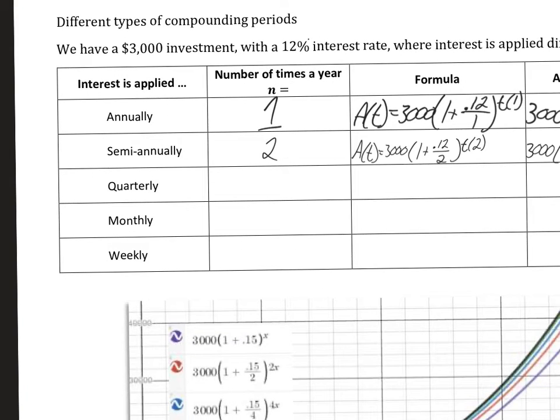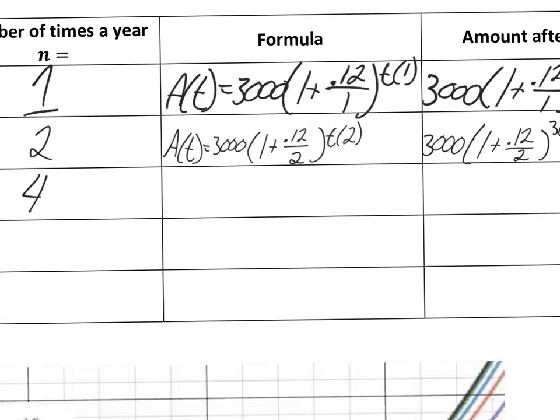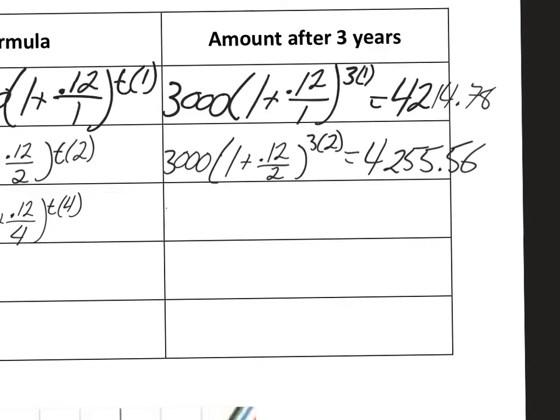Okay, quarterly. How many times is quarterly? That is 4 times. So again, we have A of T equals 3,000 times (1 plus 0.12 divided by 4) to the t times 4. Copying this down again, 3,000 times (1 plus 0.12 over 4) to the 3 times 4, which is 12. When you plug that in, you should get 4277.28.